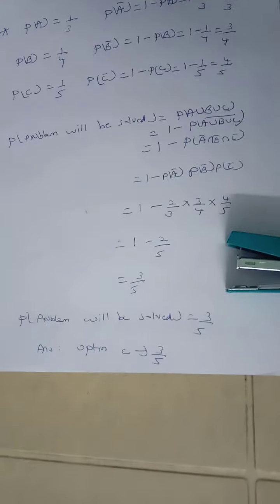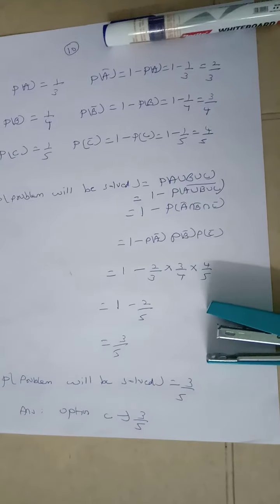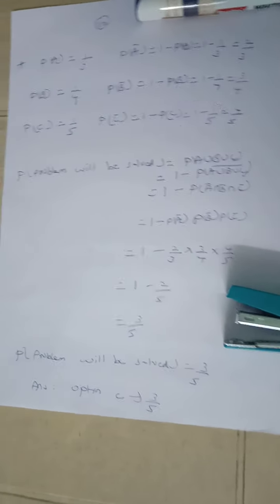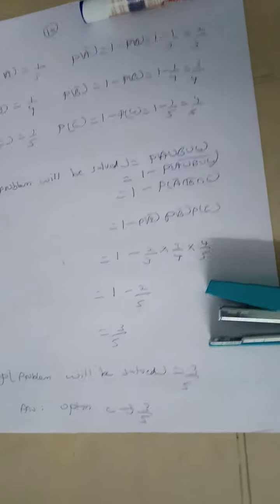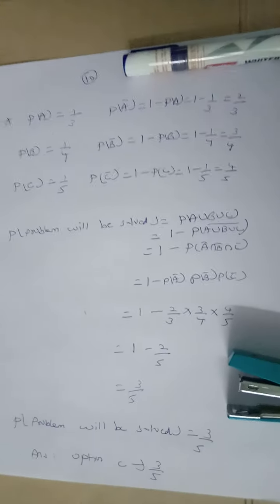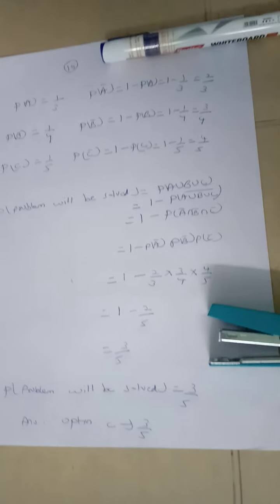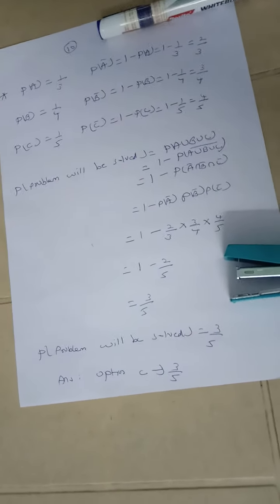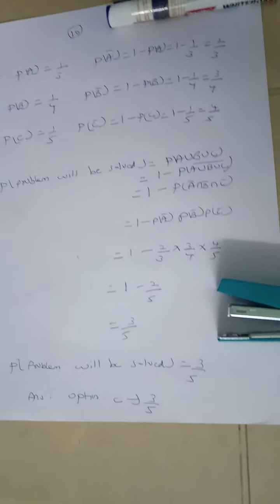Whenever we need to find the probability of solving the problem, we can straightforwardly use 1 minus P of A dash into P of B dash into P of C dash, however many events there can be. So here the correct answer is option C, 3 by 5.